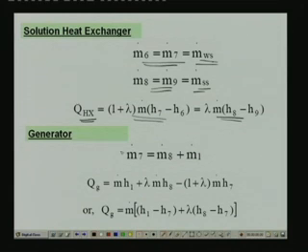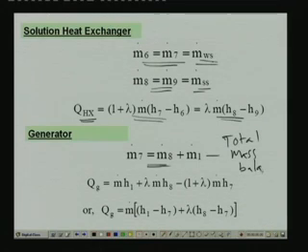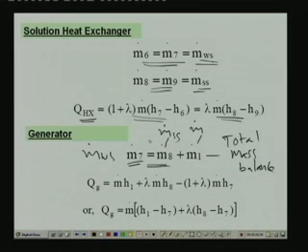Now we can also write the mass and energy balance for the generator. This is the total mass balance. Mass entering is your weak solution mass flow rate, m dot 7, and what is leaving is your refrigerant mass flow rate m dot plus the strong solution mass flow rate m dot SS. Similarly, you can write the energy balance equation.